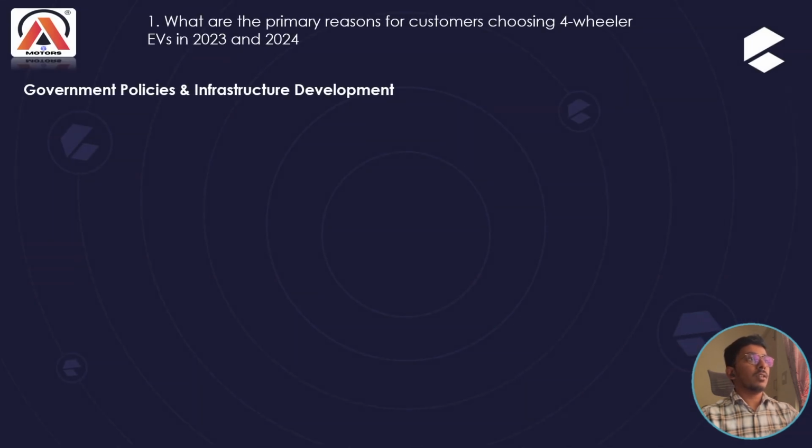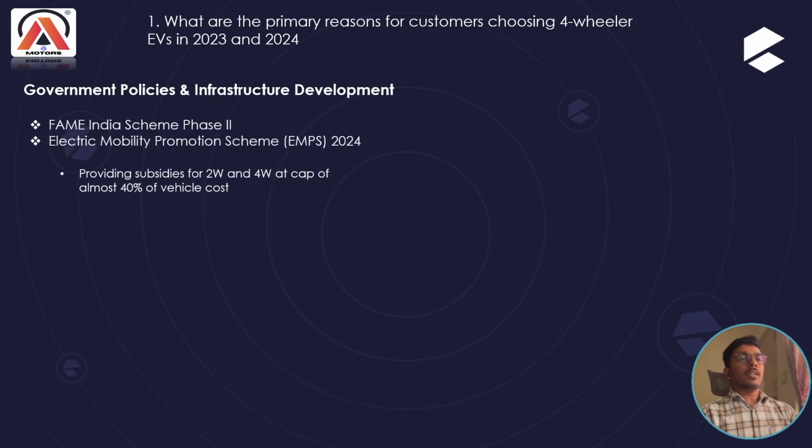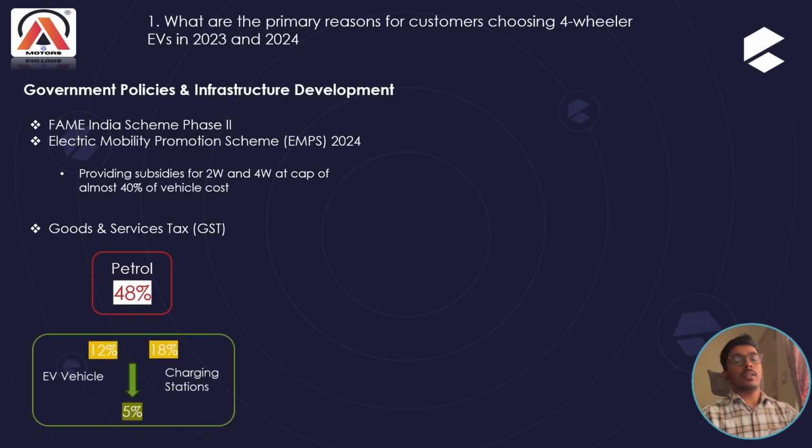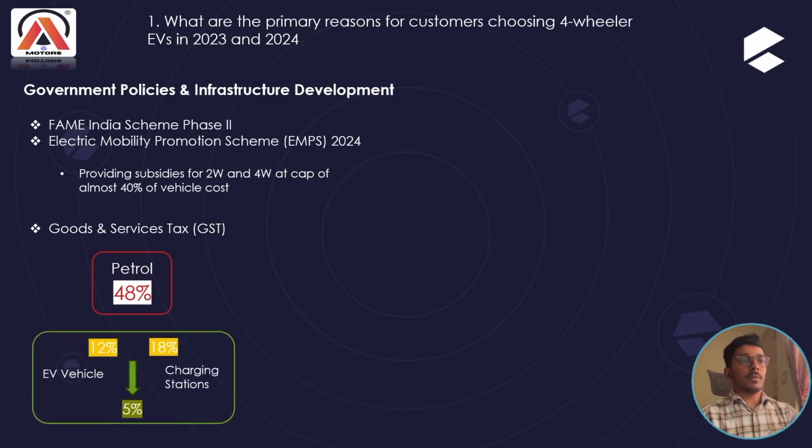Government policies and infrastructure development. The Indian government is providing schemes such as FAME, which is faster adoption and manufacturing of electric vehicles, and the Electric Mobility Promotion Scheme. Through these schemes, the government is providing subsidies for two-wheelers and four-wheelers at a cap of 40% of vehicle cost to promote EV sales. So GST: currently, we are paying 48% GST on petrol, but the government reduced GST on electric vehicles and the charging infrastructure.